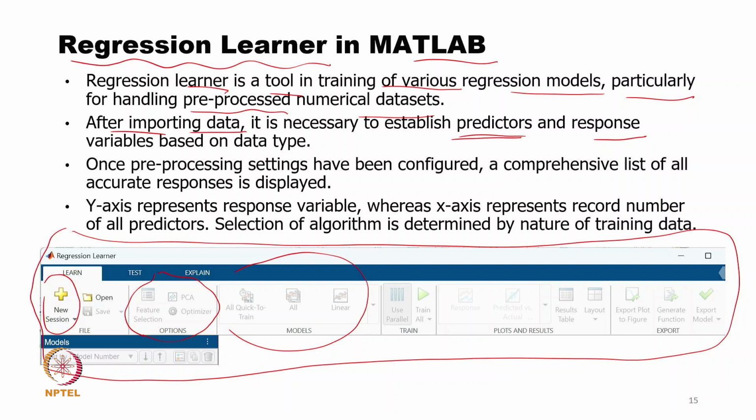Everything has been given in our MATLAB. So once pre-processing of the data has been configured, we can go ahead with all the regression models. You apply all the regression models, since I don't know which regression model is going to fit. It could be linear, polynomial, or a kind of neural network. We don't know really which one will give us good results, so we can do that kind of thing.